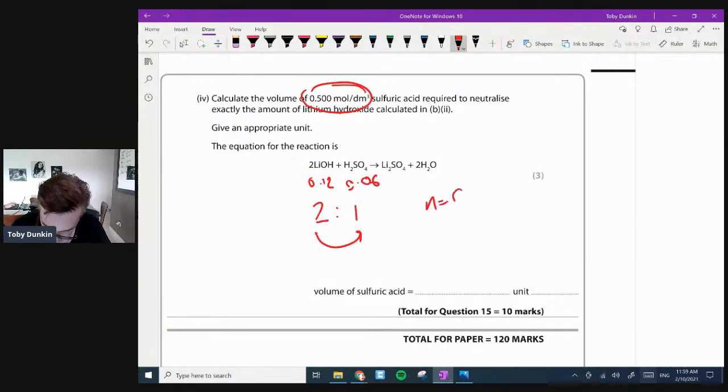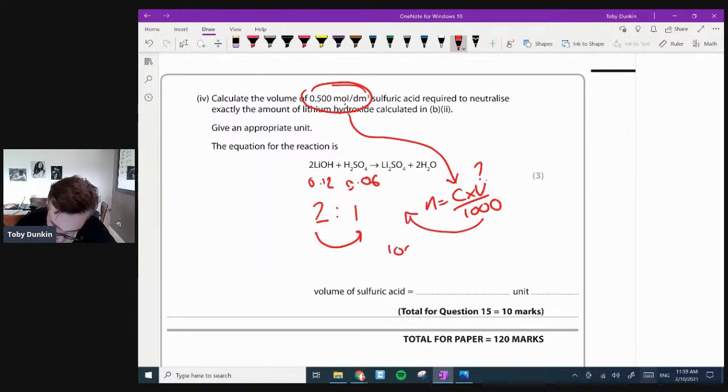So number of moles is C times V over 1,000. They've given us concentration, they want the volume, and I've got moles. Reorganize. Bring the 1,000 over.